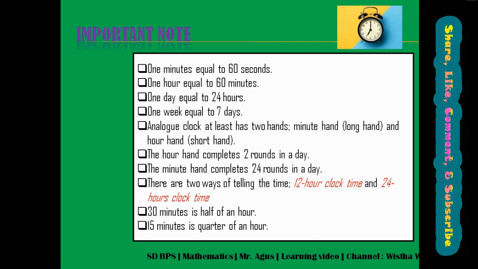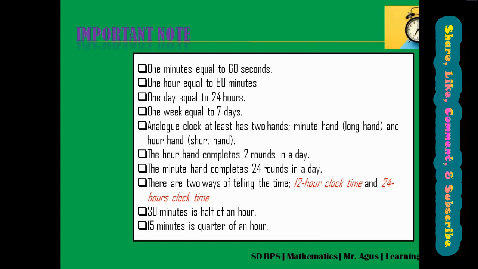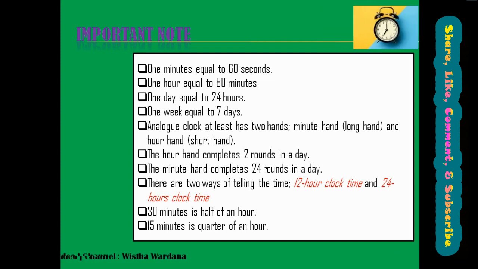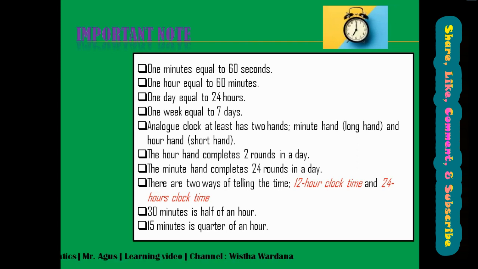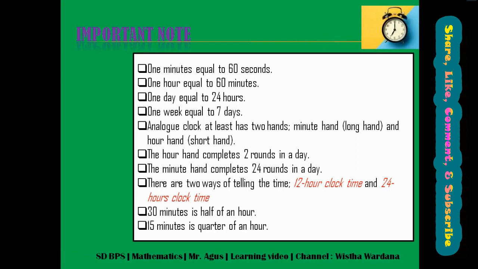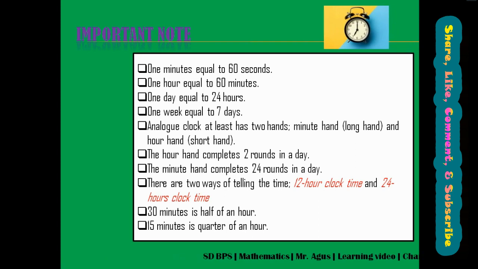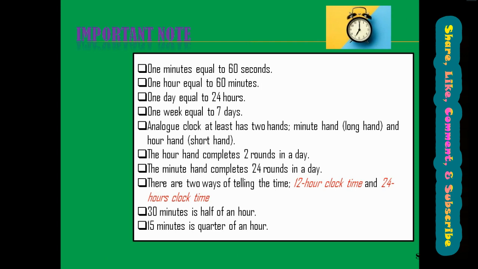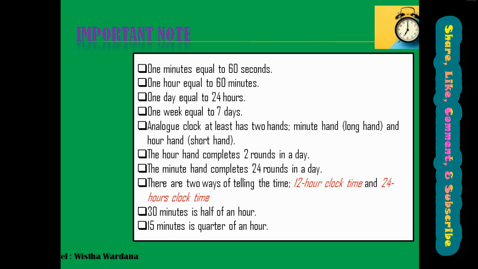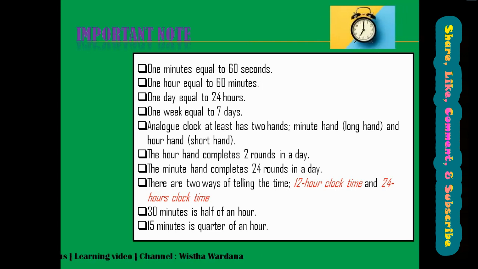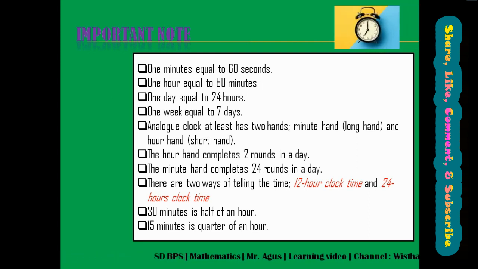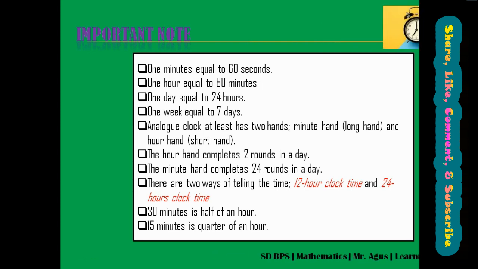And the next one, an analog clock at least has 2 hands: the minute hand or long hand, and the other one we call the hour hand or short hand. I think all of you already have an analog clock at home. And the next one is the hour hand completes 2 rounds in a day. And the next one, the minute hand completes 24 rounds in a day.